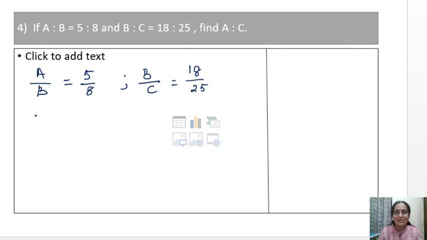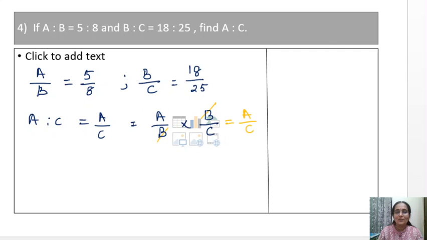Now what do you mean by A is to C? That is A by C you should get. When you multiply A by B with B by C, you will get A by C, right? Because you can cancel B, and thereby you will get A by C.